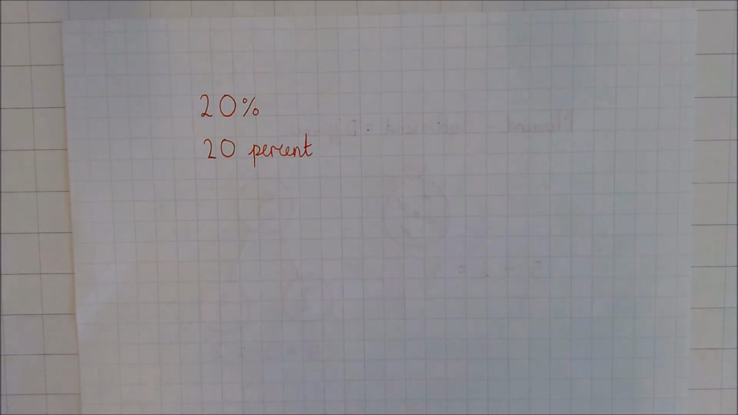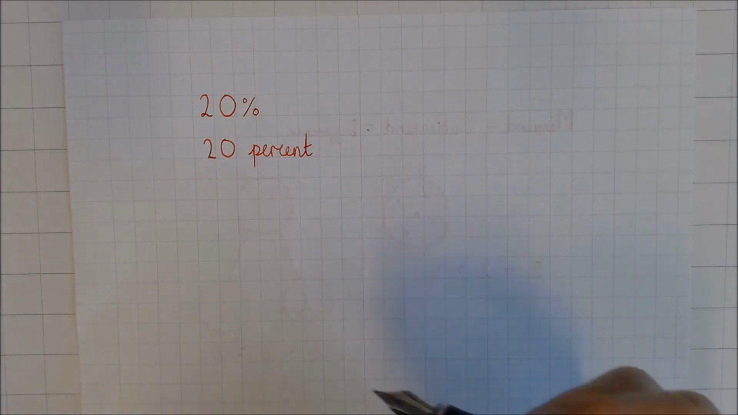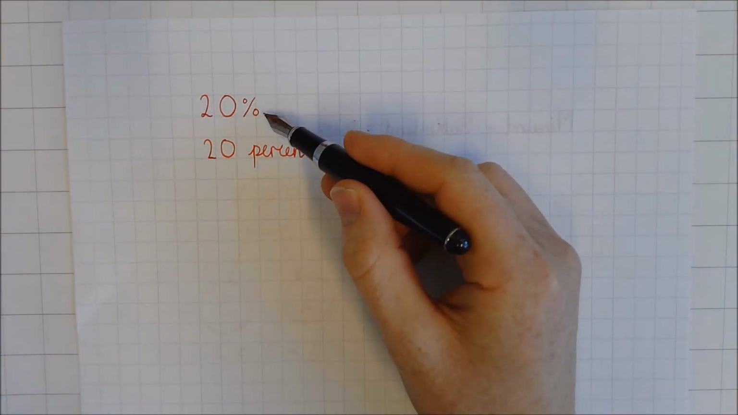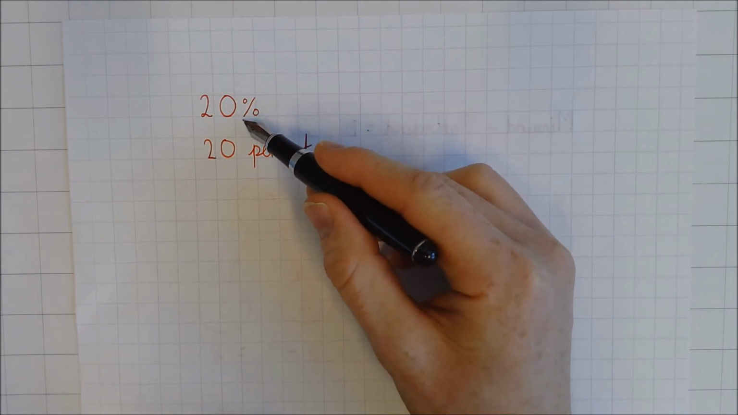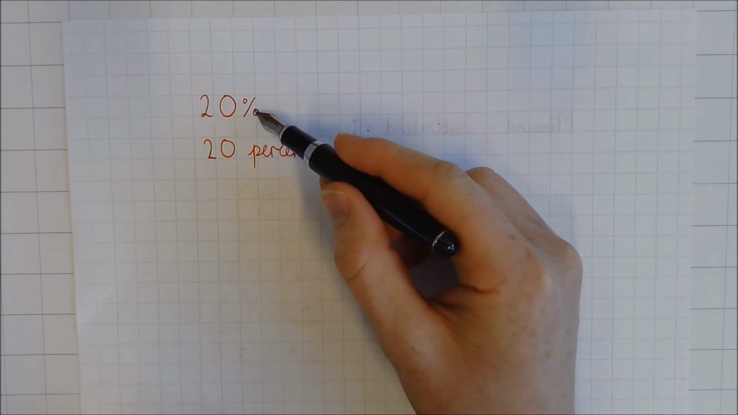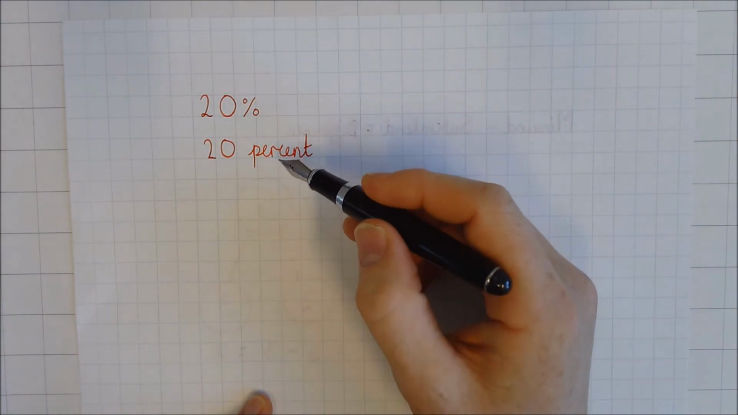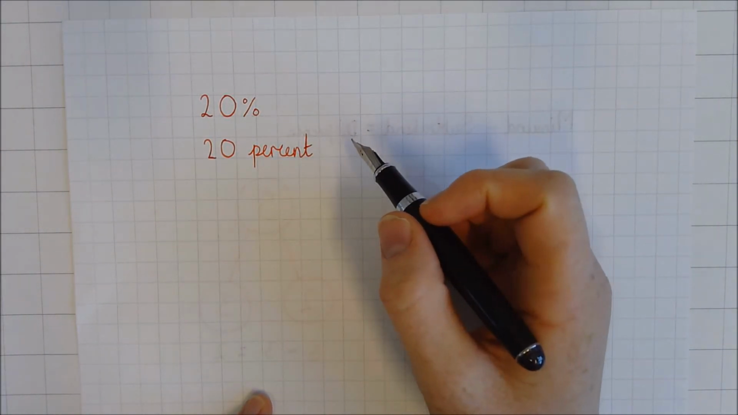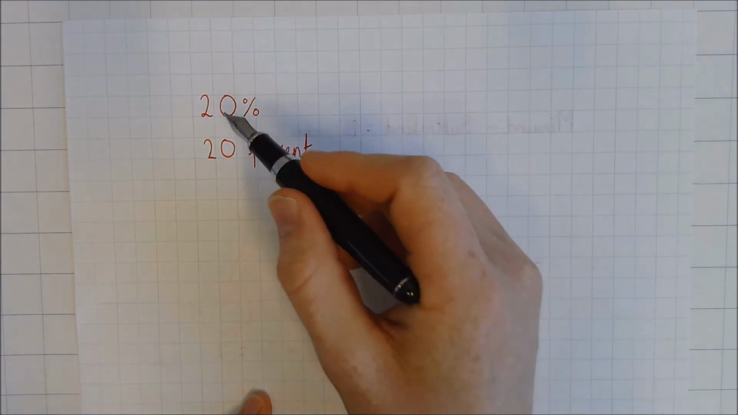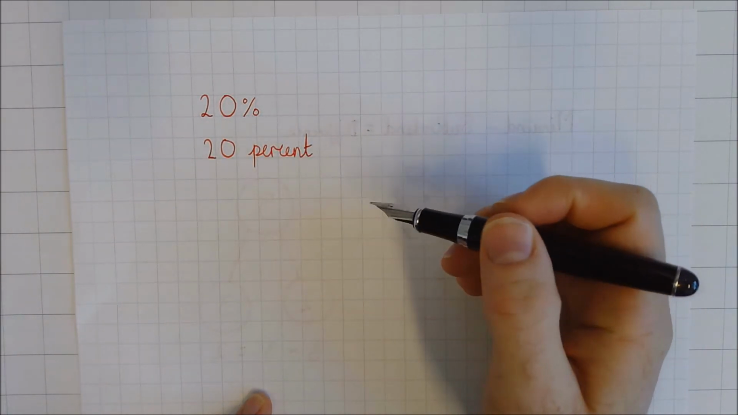Now we're briefly just going to look at the word percent. You'll most often see percent represented by this symbol, which is a slash with a small circle to either side of it. Percent simply means out of 100. So 20% means 20 out of 100.